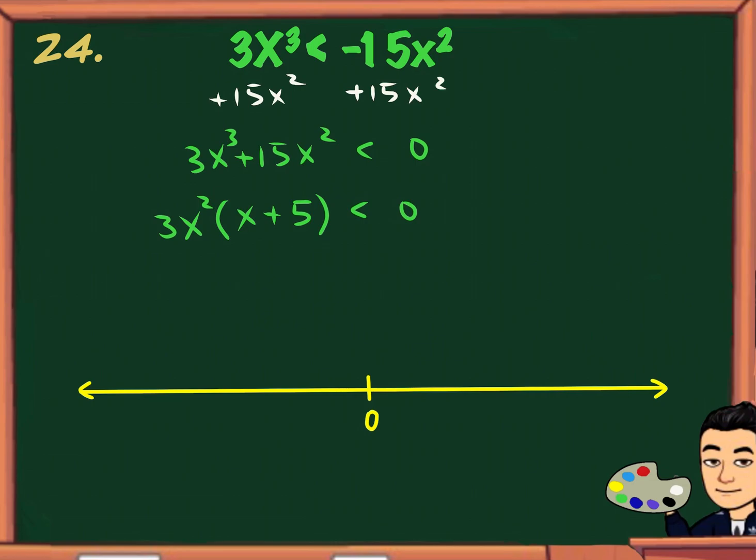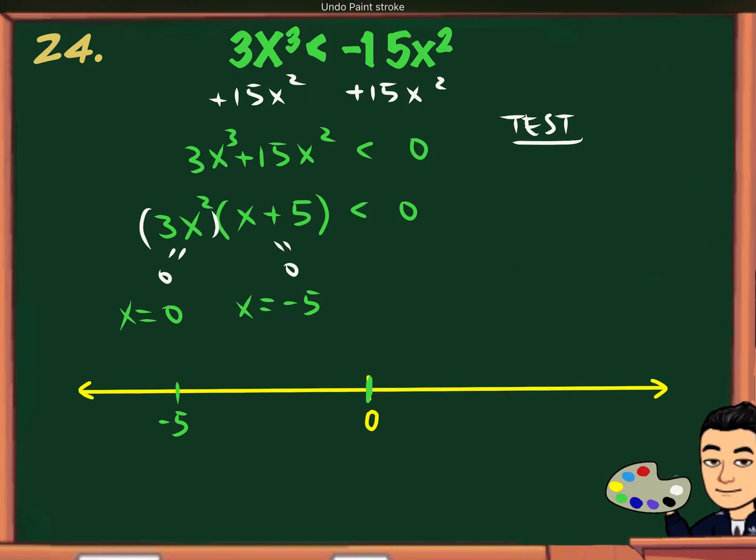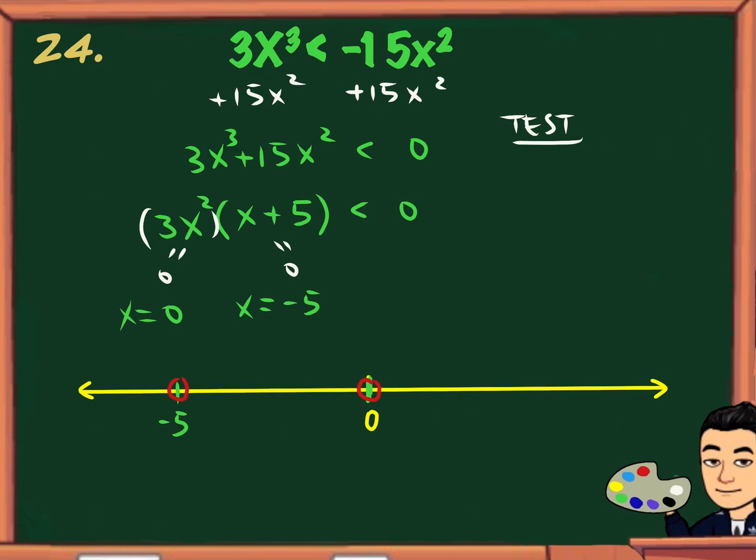Let's go ahead and set each factor equal to 0. So x is going to equal 0 and x is going to equal negative 5. The 0 is what we're going to use, and there's going to be a negative 5. And we're going to start testing out the intervals. Before I do the test, I forgot to tell you guys that the inequality symbol does not contain an equal sign. So that means you have to put open circles for both of them.